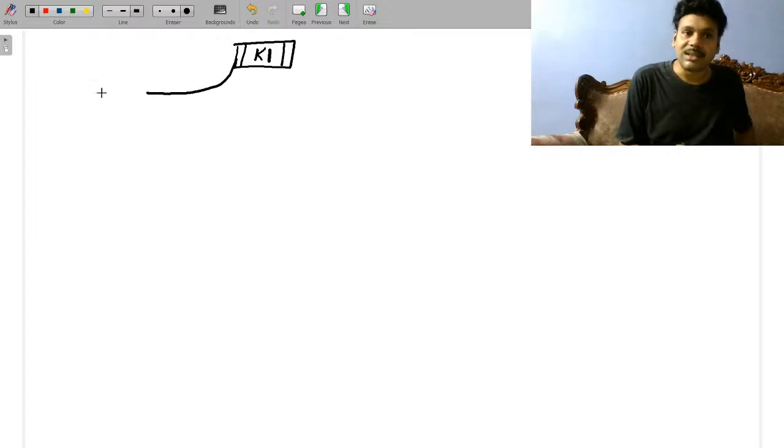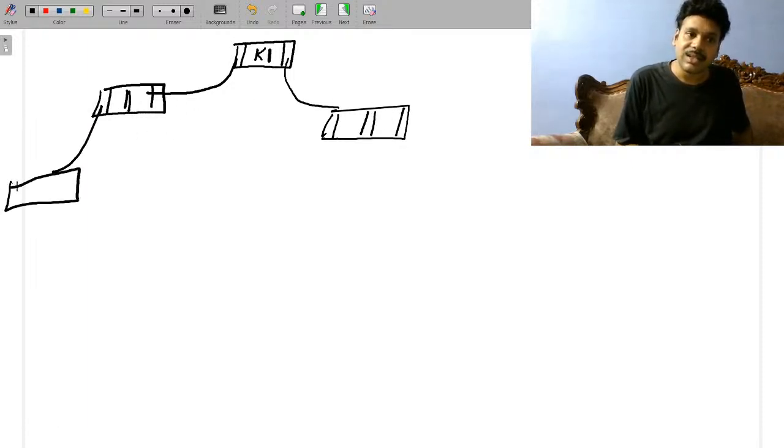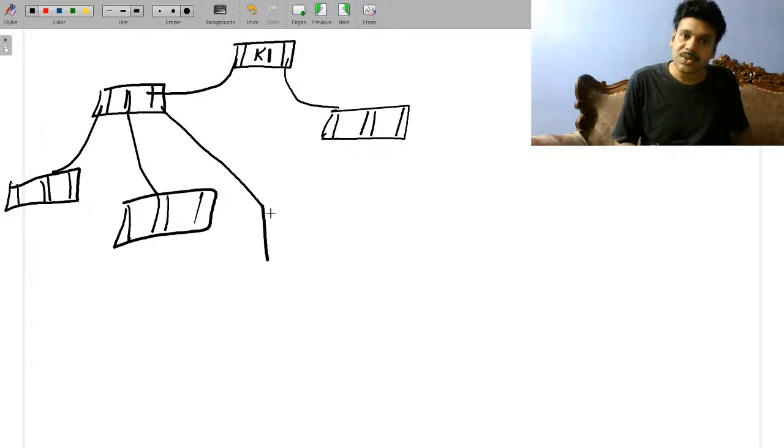Now this internal node is supposed to maintain three block pointers. Please observe now. Therefore this has to maintain three block pointers.